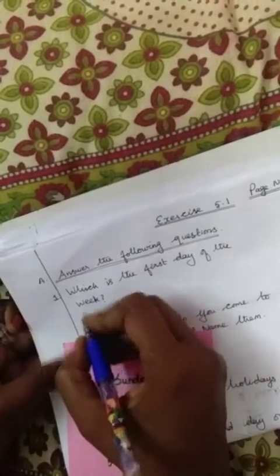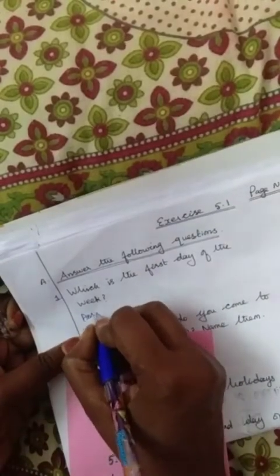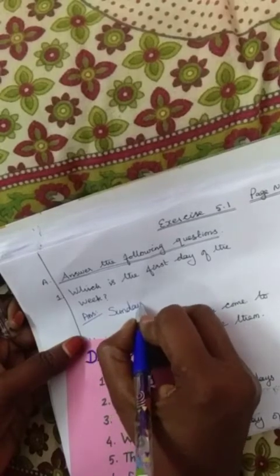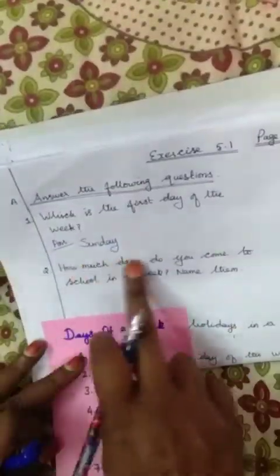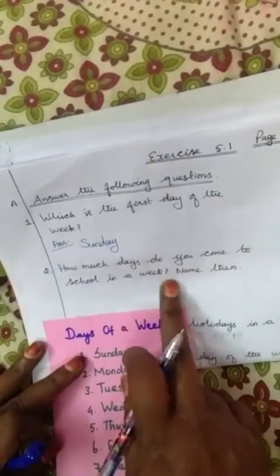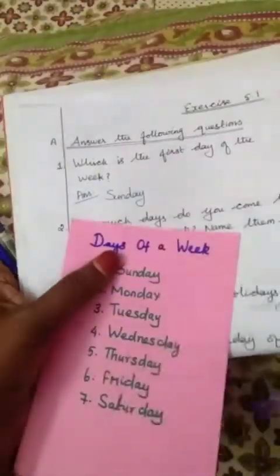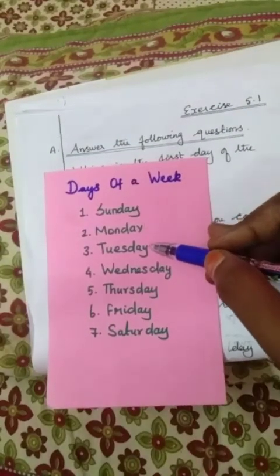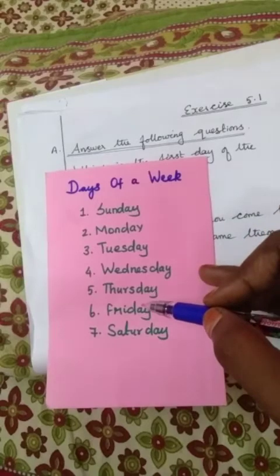So, answer. What's the answer? Sunday. Okay, next one. How many days do you come to school in a week? Name them. How many days are you coming? From Monday, Tuesday, Wednesday, Thursday, Friday.